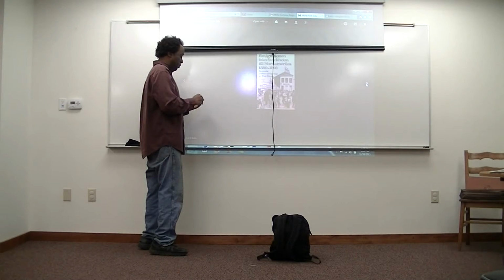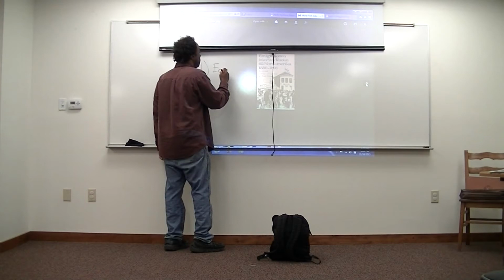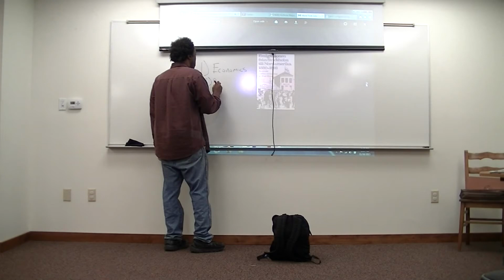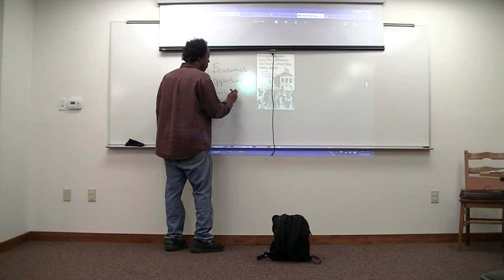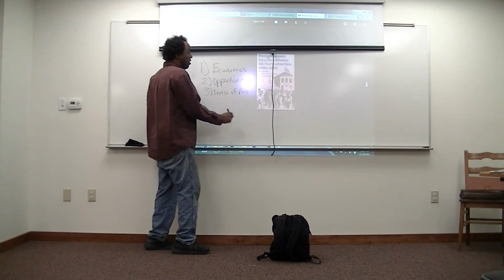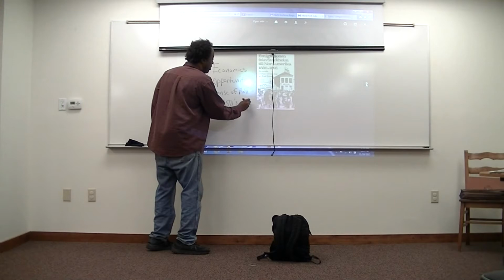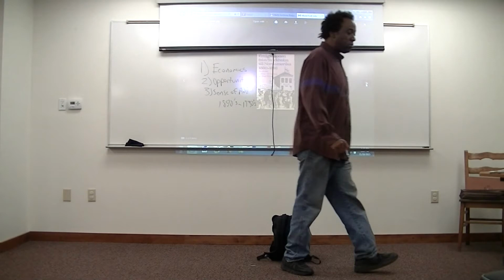You have many factors, push and pull factors: economics, opportunity, and a sense of adventure. These were some of the main push and pull factors that led to large-scale immigration between the years of the 1840s up until the 1930s. So, you had many Swedes come to America. This is where they ended up settling mainly.